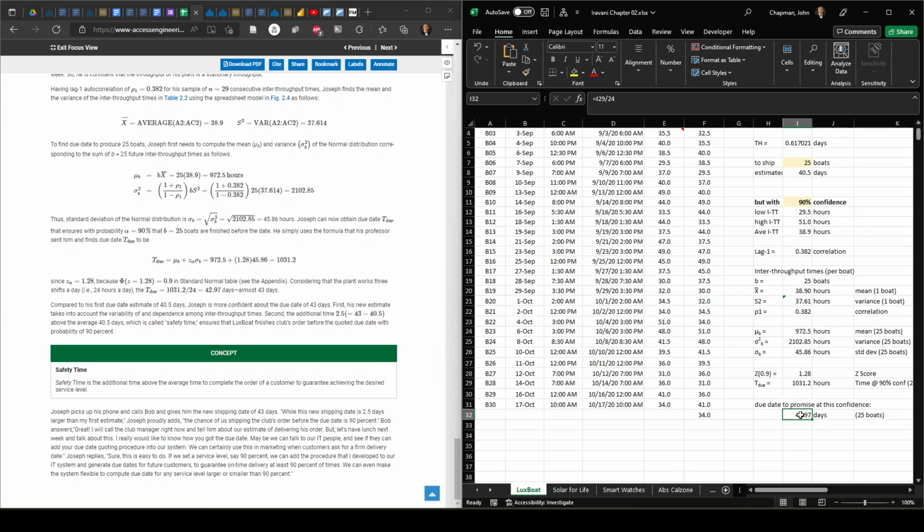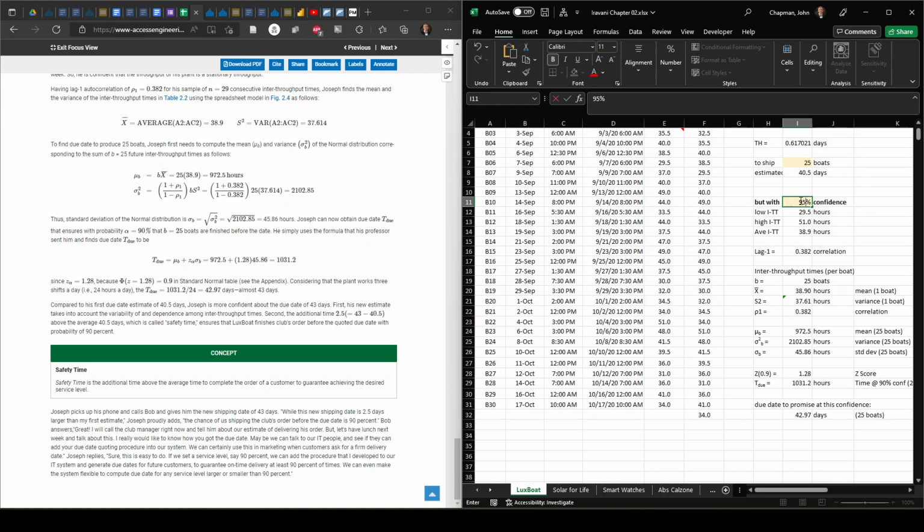What that means is that 3 extra days, or 2.5 rather, from 40.5 to 43 days is accounting for this inter-throughput variation. That variability is included in this number, 43 days, to the degree of a 90% confidence level. Now the only other thing we need to do here for the homework is change this to 95%.